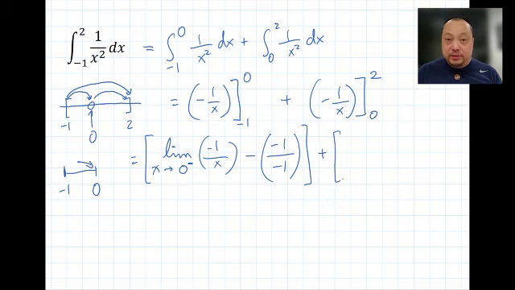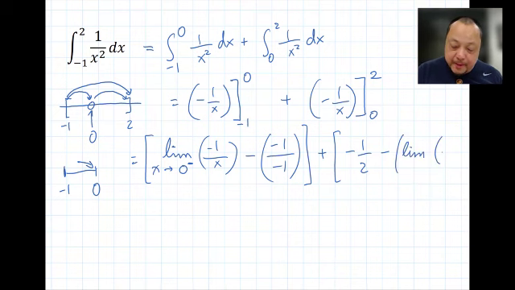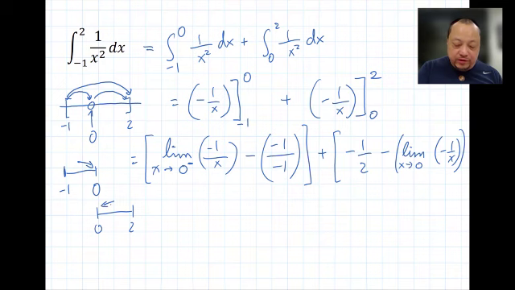Now the second integral, we plug in the 2, negative 1/2 minus. And again, it would have been minus 1 over 0, and we don't want to do that. So we're going to do a limit of negative 1 over x as x approaches 0. This one, though, is from 0 to 2 like this. So if you're approaching 0, you're approaching 0 from that side, from the right. So this is a limit as x approaches 0 plus.